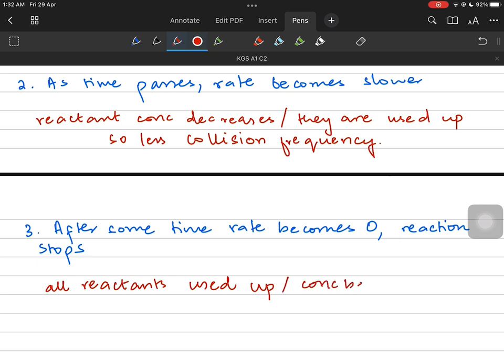Because all the reactants are used up, the reactant concentration becomes zero. Because they're used up, obviously, in making the product. So the collision frequency becomes zero. There is no collision per unit time.